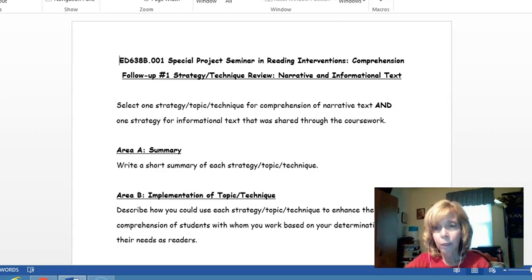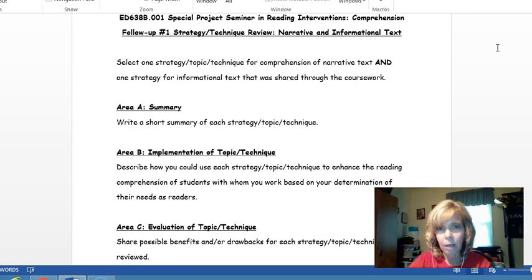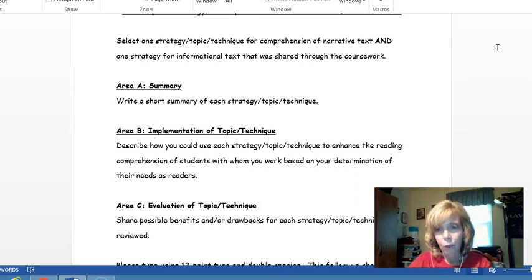But just to very quickly go over the requirements, this one actually is a very simple follow-up. What you're going to be doing is selecting some strategies for narrative and informational text that have seemed appealing to you. It could be something that you've read in the text or something that's come up in our discussions, our conversations during the class. It's up to you. But what you're going to do is select one strategy or topic for narrative text and one strategy for informational text.